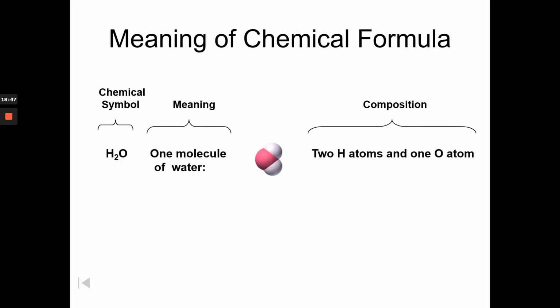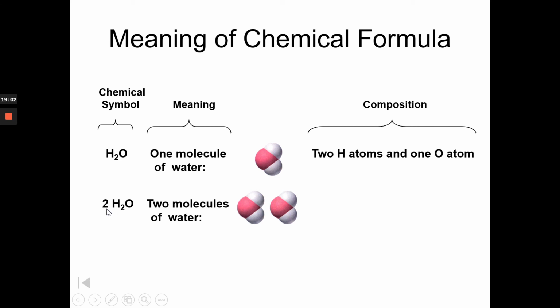All right, I think I already went through in an earlier video how to interpret these formulas. H2O is simply a single molecule of water composed of 2 hydrogens and an oxygen. If I have 2 of them, I use a coefficient 2 to represent 2 molecules of water, and that would be composed of 4 hydrogens and 2 oxygens.